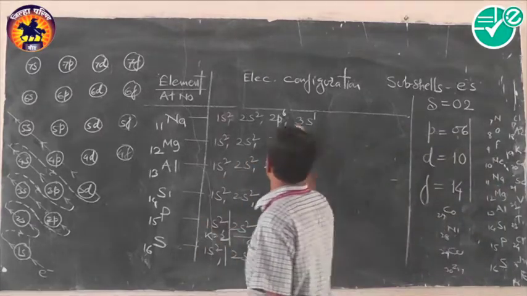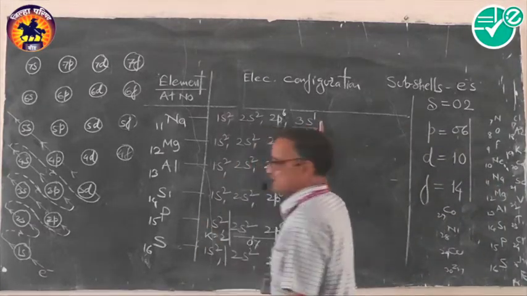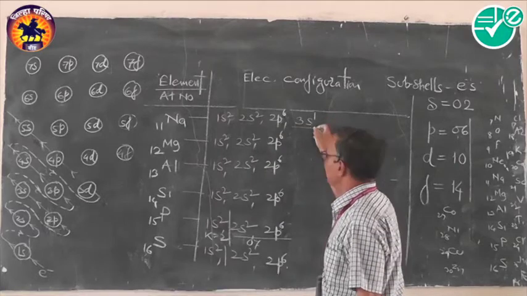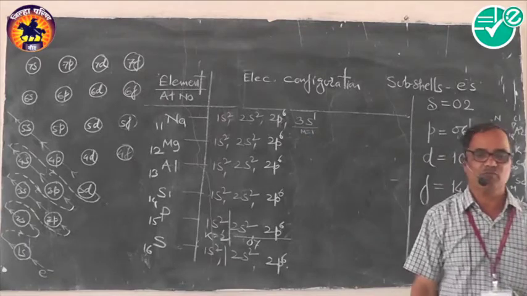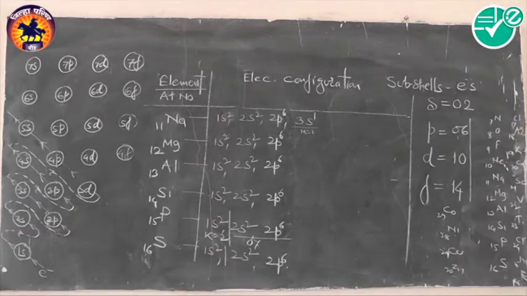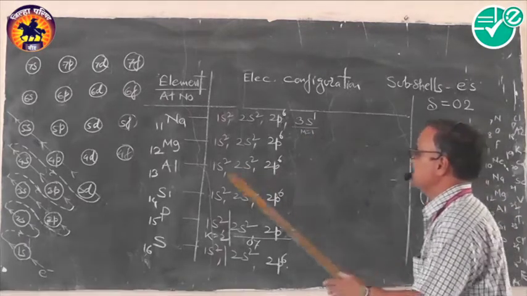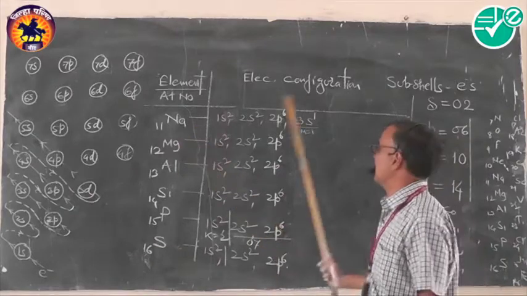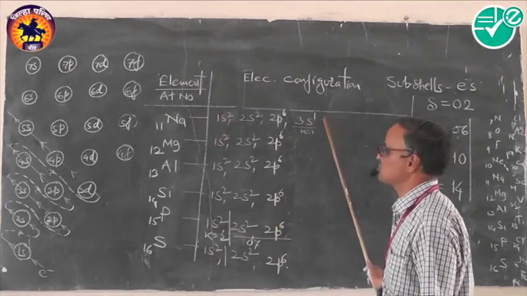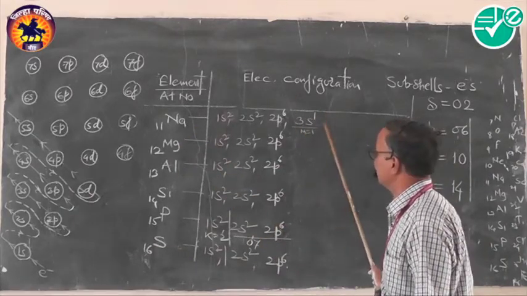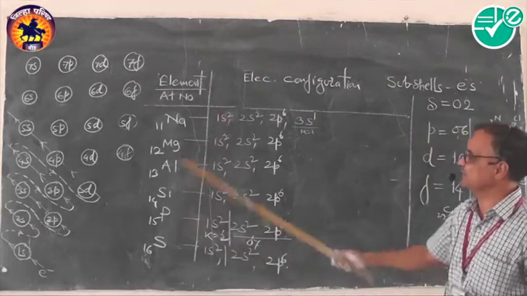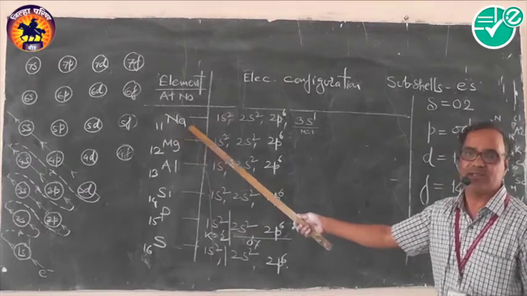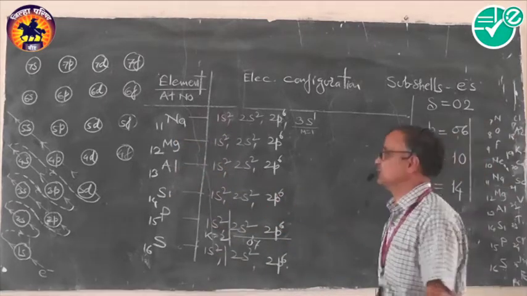And due to the last electron, which is unpaired, and it is present in the M subshell, only one electron is present in the valency shell of sodium. Hence sodium has free or mobile electrons. Hence it is very reactive in nature, and it is due to its reactivity it is placed in the kerosene.